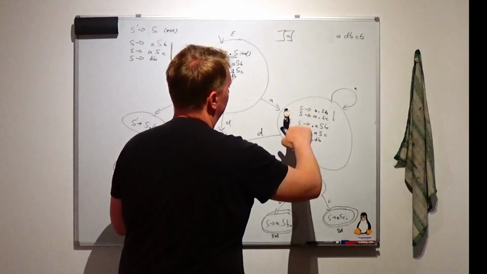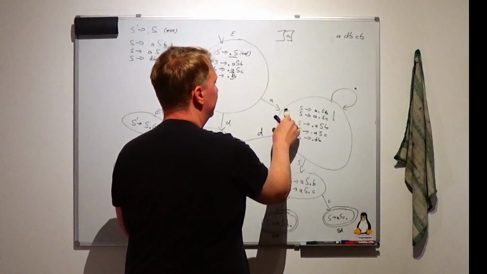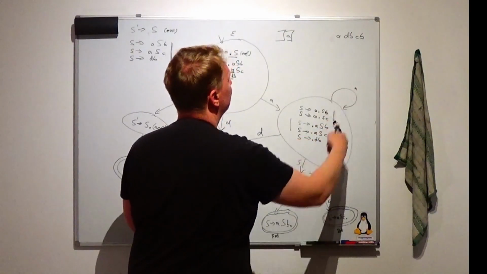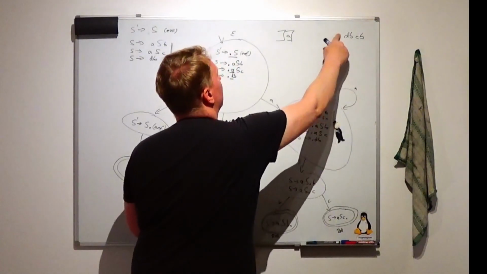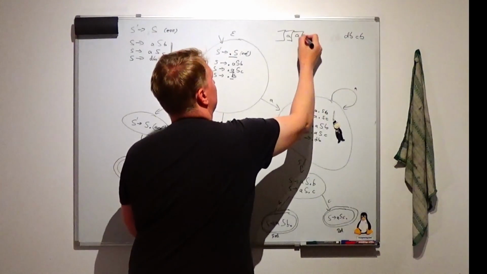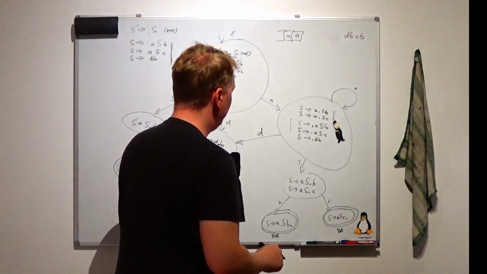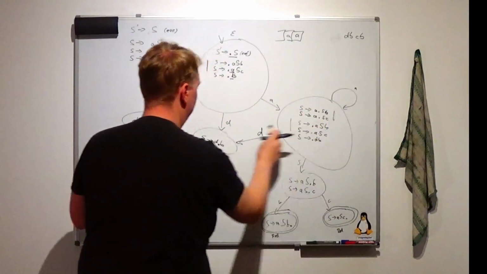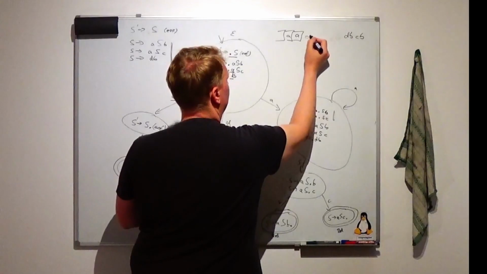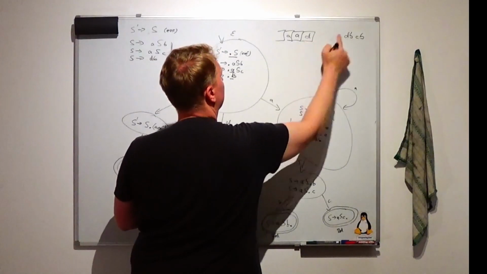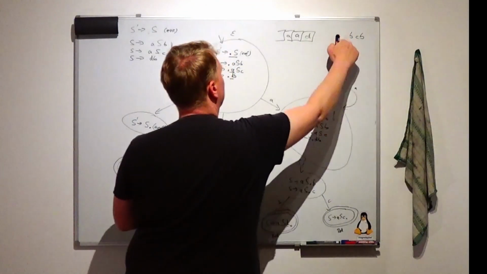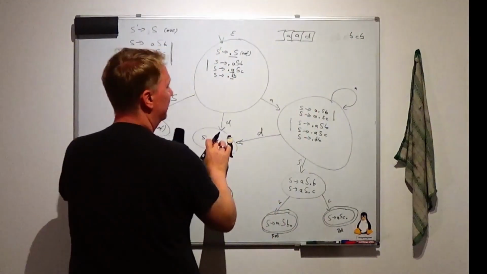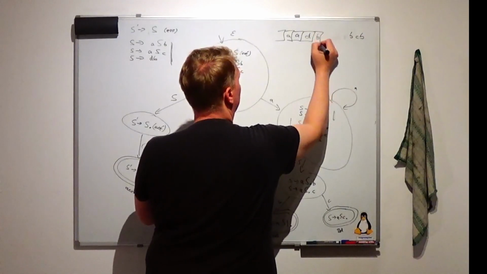Now this is another shift state, so I get an A, I go around this loop and shift this A also. Now I get a D, move over here and shift it. And the next thing, so this is another shift state, so I shift the B.